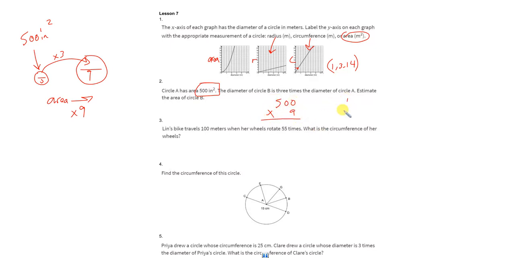9 times 5 is 45. Tack on the 2 zeros, and you have your estimation, which is going to be about 4,500 square inches. And that is number 1 and number 2.